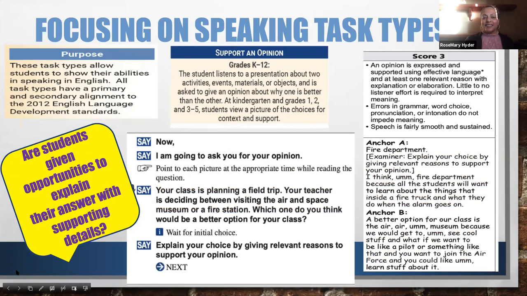So again, here's another task type. This is still on speaking, supporting an opinion, right? So here are the questions that the teacher asks, with the score, and then some examples or samples of what a student's response will look like that will give them the score of 3. And again, the whole training test is there for you in the drive, so you can look through it. Are students given opportunities to explain their answer with supporting details?